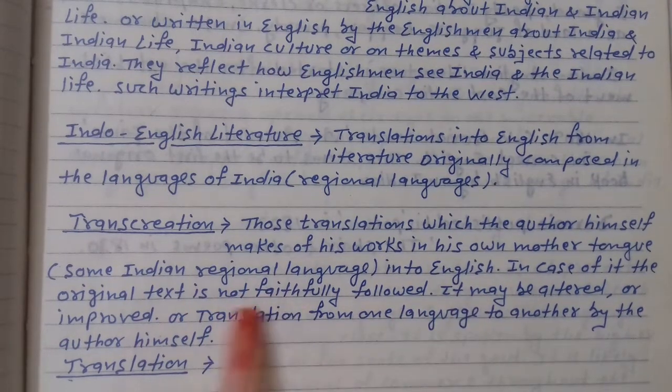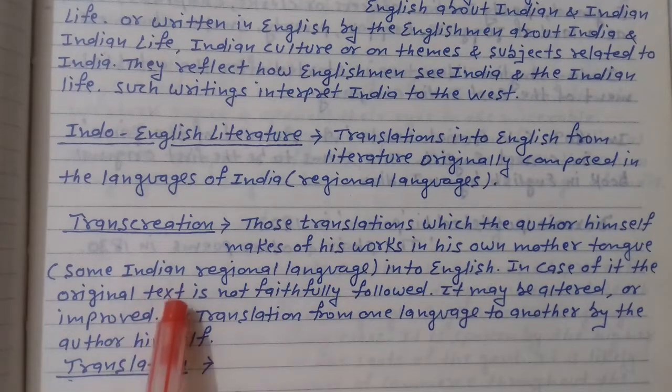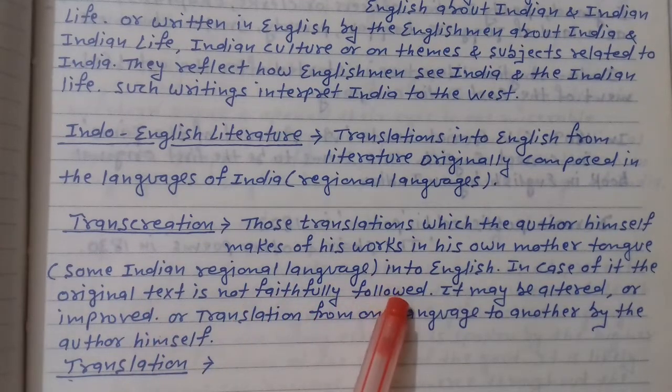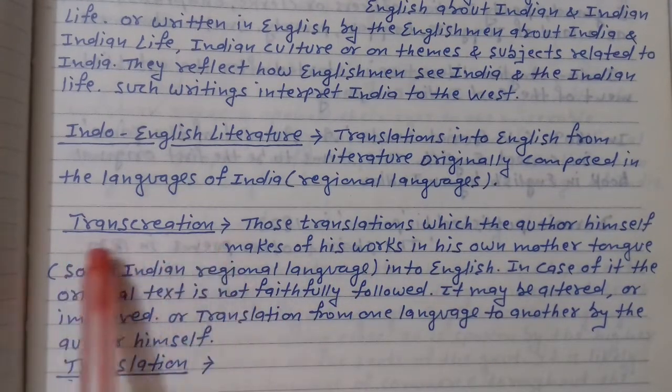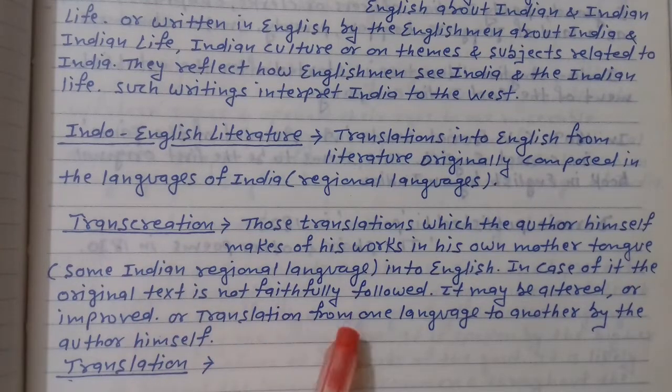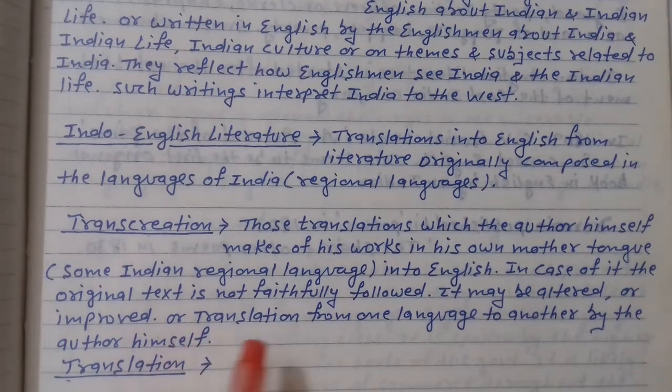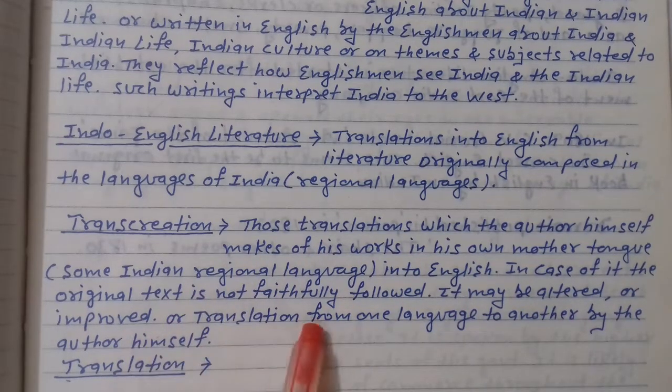Maybe it is not faithfully followed because it is not possible for a writer to translate each and every word of his own language. So, the text is not faithfully followed. It may be altered or it may be improved, it may be both. Or transcreation may be translation from one language to another by the author himself, or maybe by others.